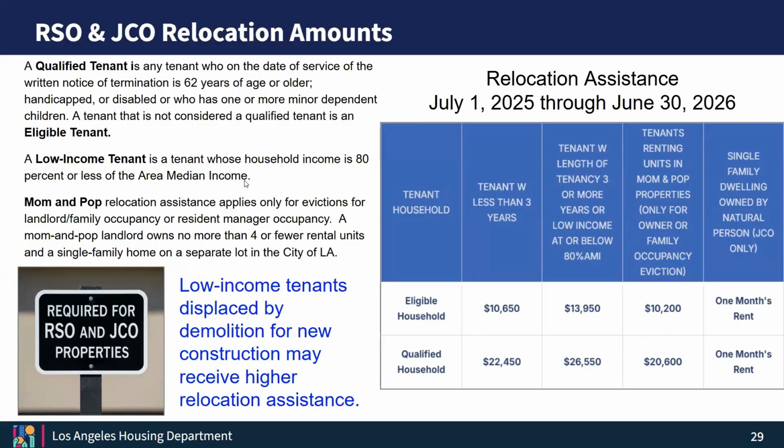Mom and pop relocation assistance applies only for evictions for landlord family occupancy or resident manager occupancy. A mom and pop landlord owns no more than 4 or fewer rental units in a single family home on a separate lot in the city of Los Angeles. Low-income tenants displaced by demolition for new construction may receive higher relocation assistance. You can view the tenant protection fact sheet online at housing.lacity.gov, or you can also come into one of the front counters to receive this information. Next slide.